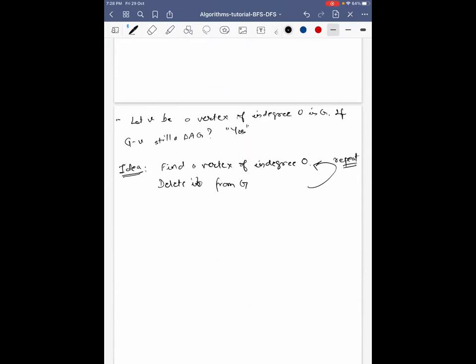So now this is one idea of coming up with a topologically sorted order. Now, this can be implemented in linear time.